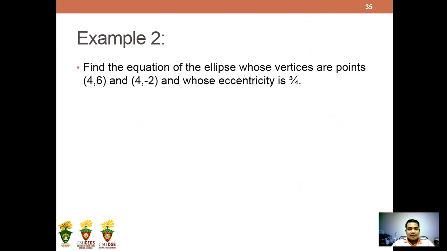And we also have example number 2, another example for the ellipse problems. Find the equation of an ellipse whose vertices are points 4, 6, and 4, negative 2, and whose eccentricity is 3 over 4. So what is given now is the vertices of an ellipse.